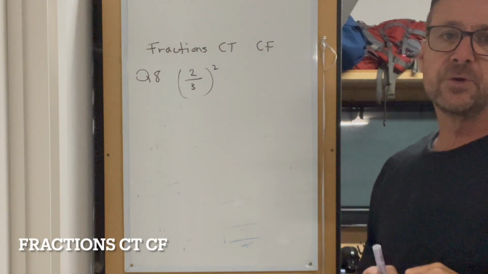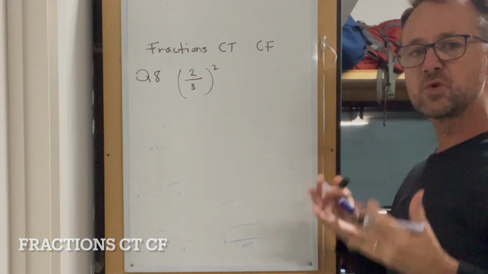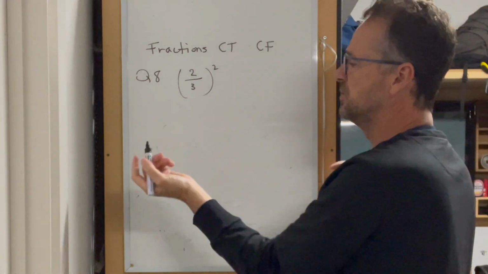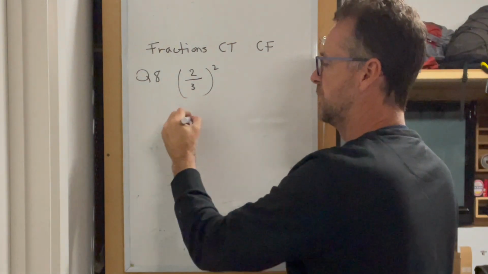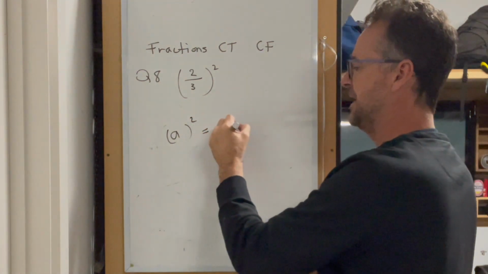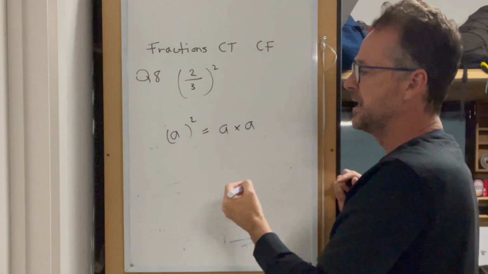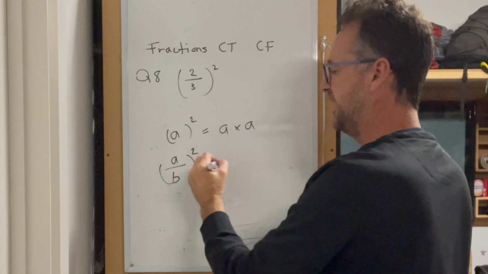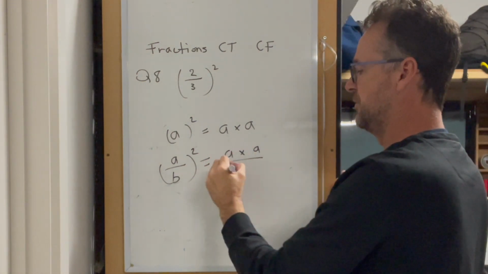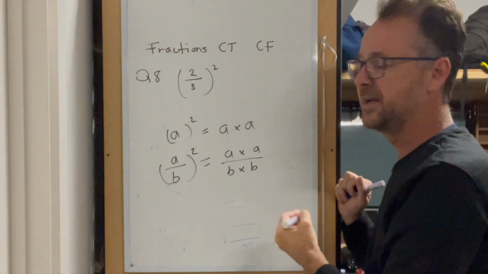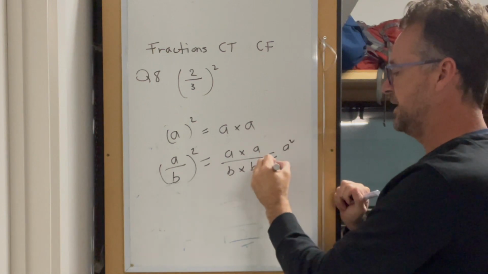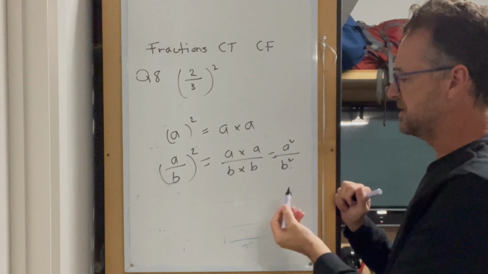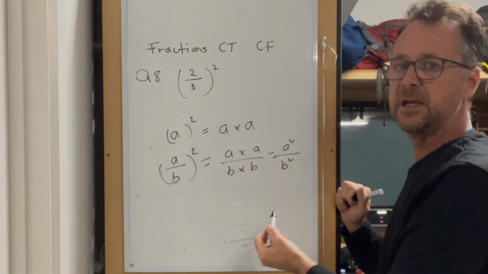Here we have 2/3 in brackets, all squared, okay? So what this really means is that if we look at something like A all squared, it equals A times A. And if we have A over B all squared, it equals A times A over B times B. In other words, A squared over B squared. What we should know is that this rule is what we need to apply here.